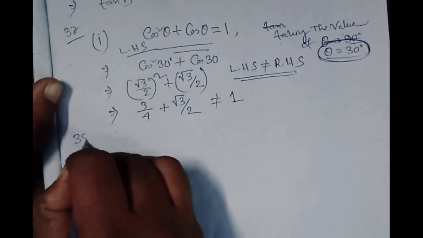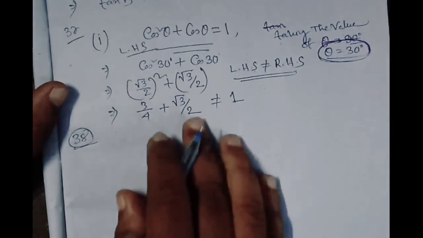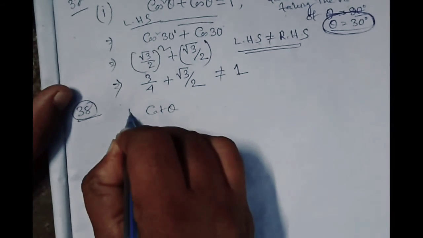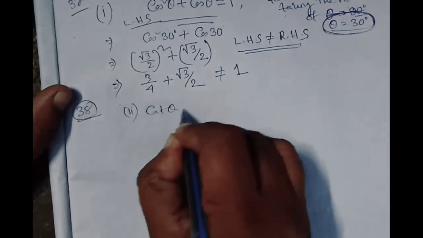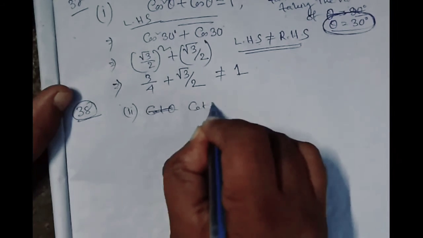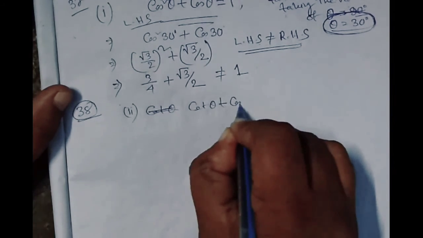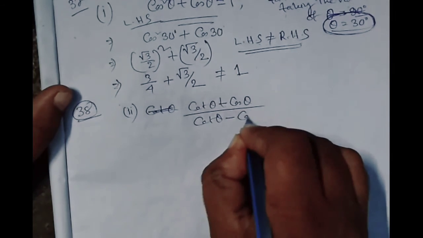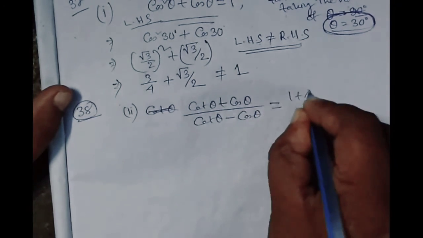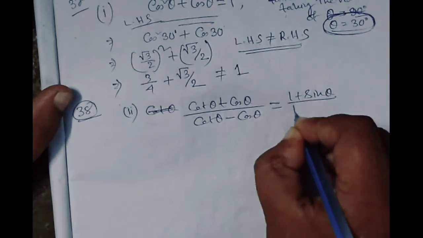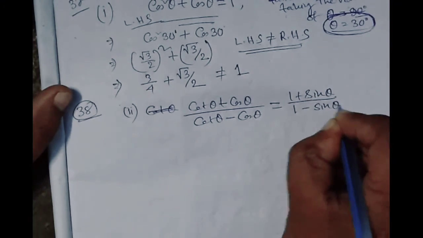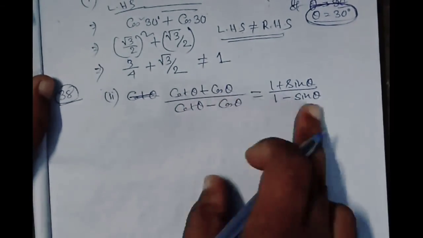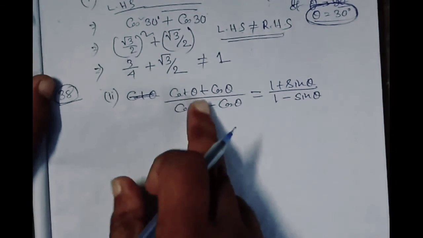Next, come to question number 38. I am taking one question, this is the last question of this exercise. Cot theta plus cos theta by cot theta minus cos theta equals 1 plus sin theta by 1 minus sin theta. We have to prove that these are identities. We have to show that.